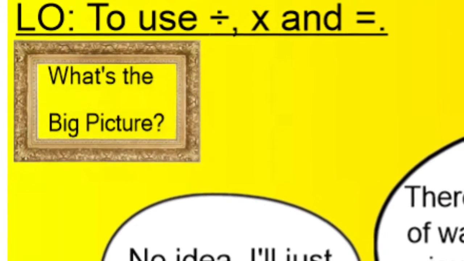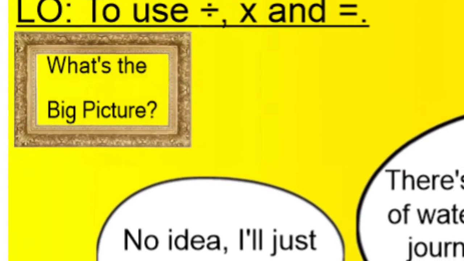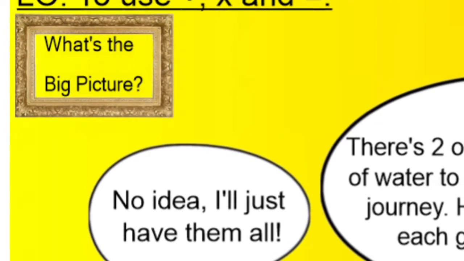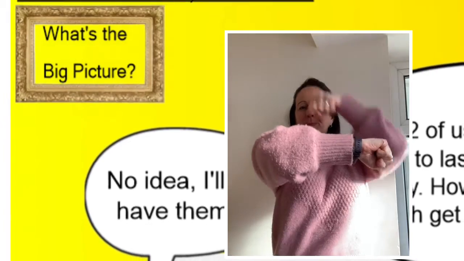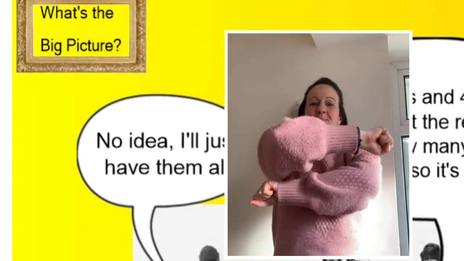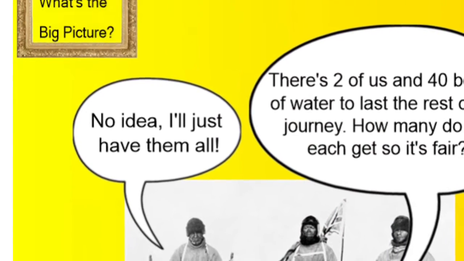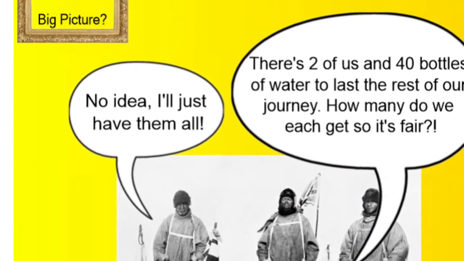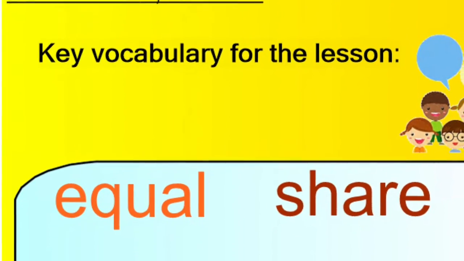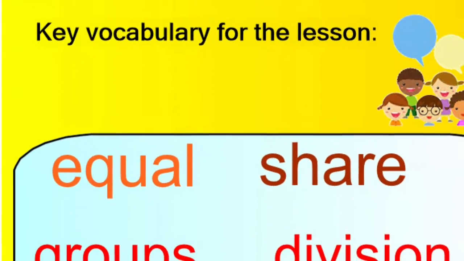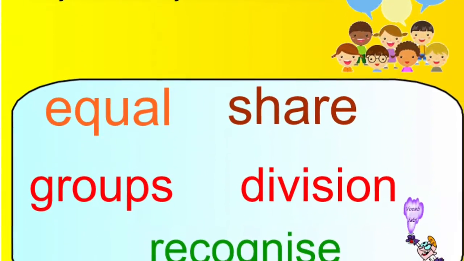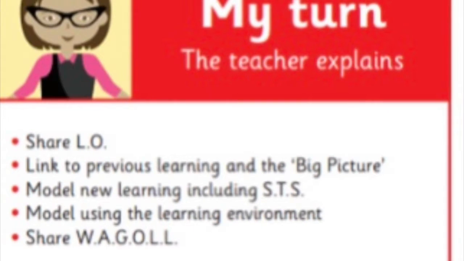Okay, so today's learning objective is to use division, multiplication and equals. Have a go at making the signs with me. Division, multiplication and equals. And remember that the reason that we're doing this is because sharing things out fairly is something we do in everyday life. Some of the vocabulary that we'll need for today's lesson are equal, share, groups, division, and recognise.